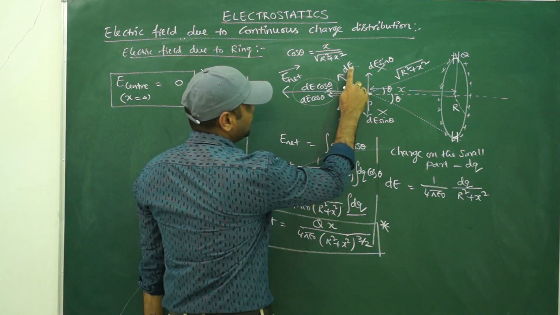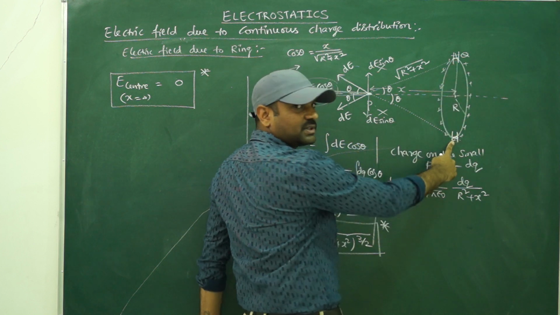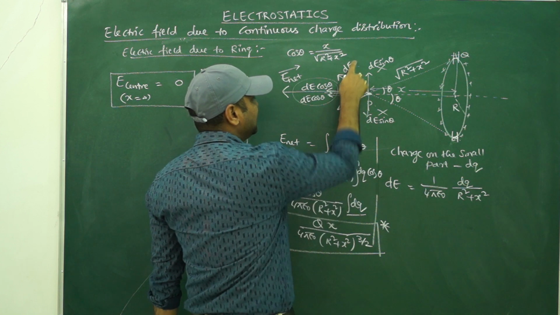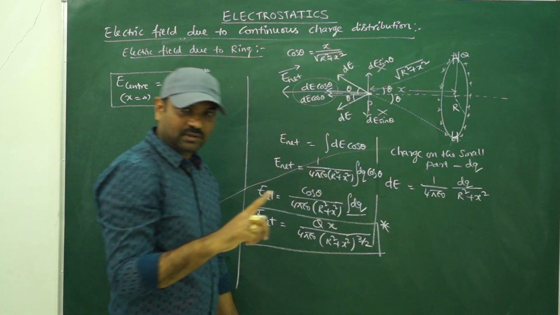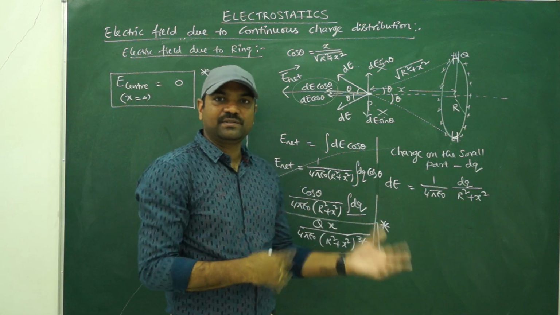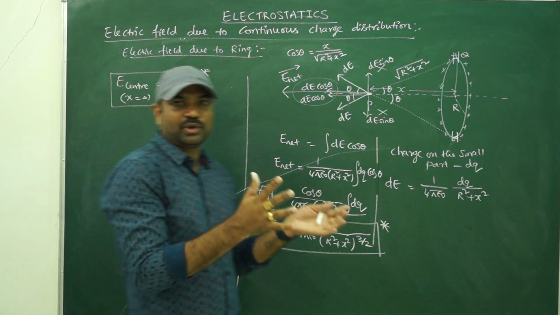If non-uniform distribution, then dE and dE won't be equal. Here distribution is different, here distribution is different. dq value here is different, here also will be different. Then dE's will differ. Then dE sin theta also won't cancel out, dE sin theta also will exist. So then everything will change. Okay. So I leave it to you to think about it.